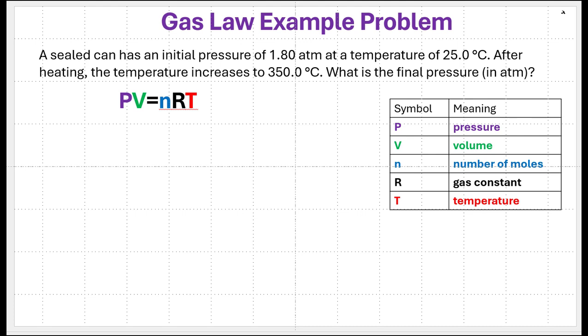Class, this is Dr. Selby here, and today I want to solve a sample gas law problem. Here we're given an initial pressure of 1.8 atm and an initial temperature of 25 degrees Celsius. We're going to heat the sample and the temperature increases to 350 degrees Celsius. And we're looking for a final pressure in units of atm.